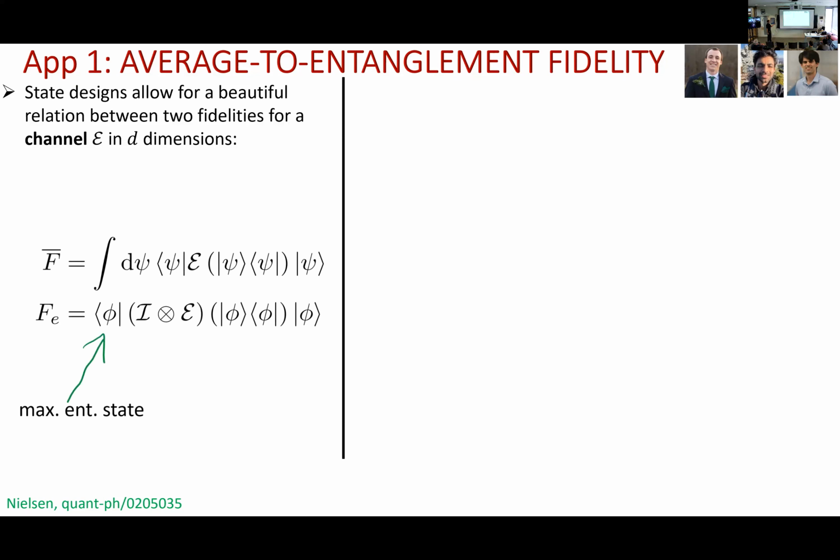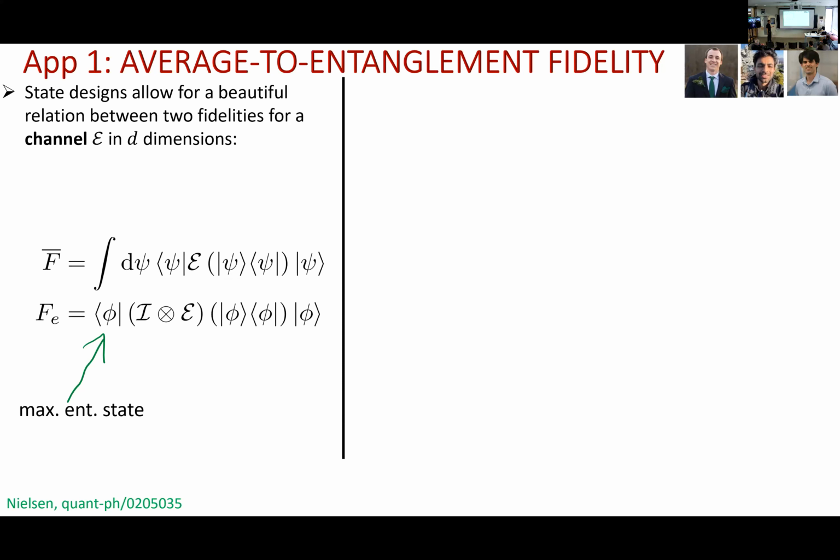So if you have a quantum channel, these are the 2 fidelities. This is what's called the average fidelity. You send a state through a channel and you look at what happened to it, how far it went from the initial state, and then you do this over all possible states. This is called the entanglement fidelity. You have an entangled state or some sort of state, you send half of it through the channel, and then you look at what happened there. And you do that for a specific state called a maximally entangled state.